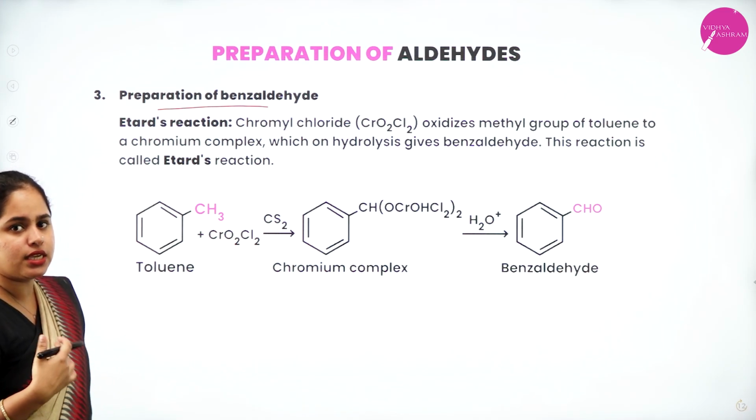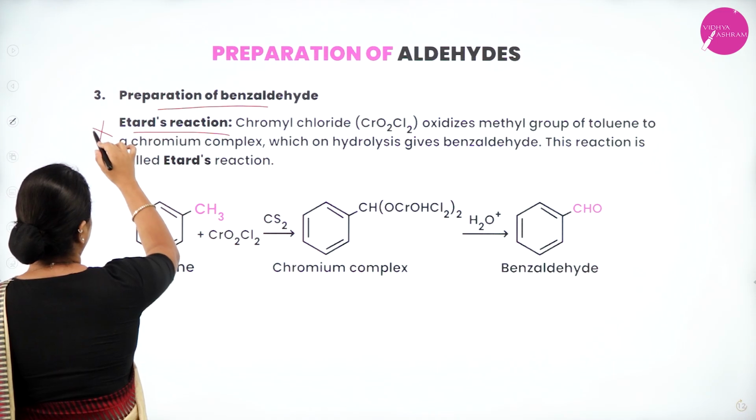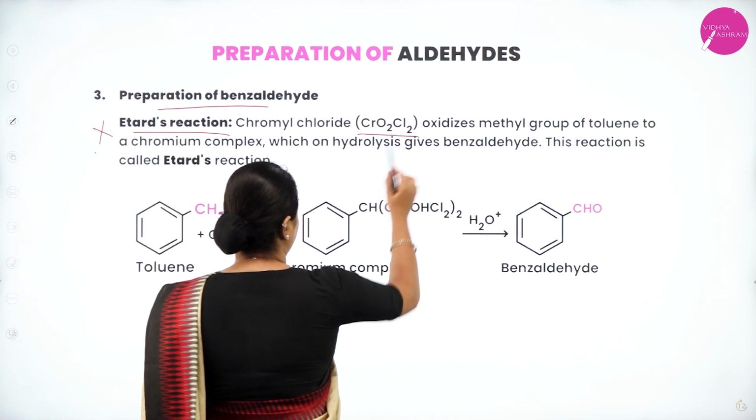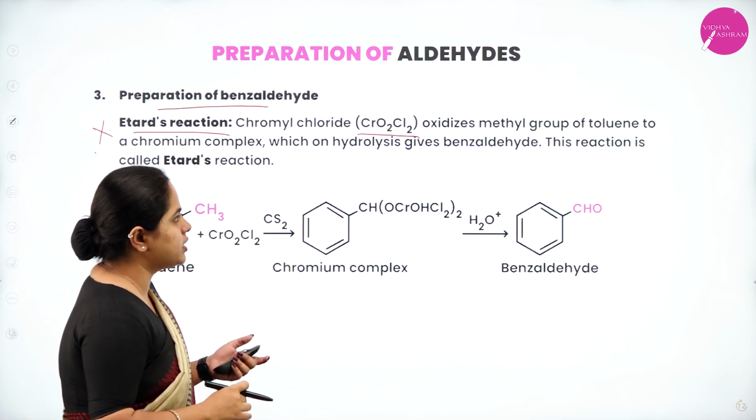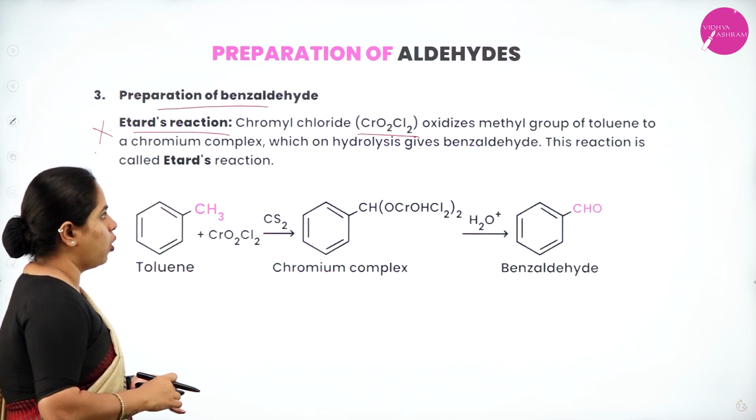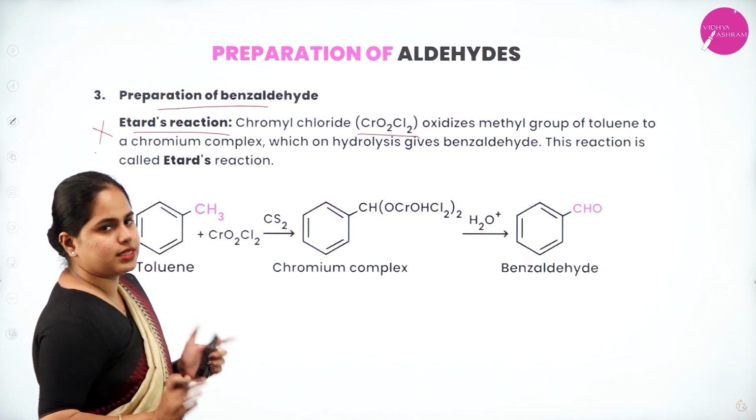So, we are going to discuss aryl aldehyde here. Etard's reaction, this is called the Etard reaction. Again, it is important. Chromyl chloride, CrO2Cl2. So, this is the initial thing we are going to use. Chromyl chloride oxidizes the methyl group of toluene to a chromium complex, which on hydrolysis gives benzaldehyde. So this is called Etard's reaction.